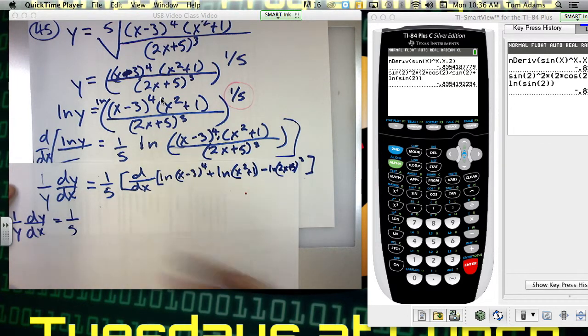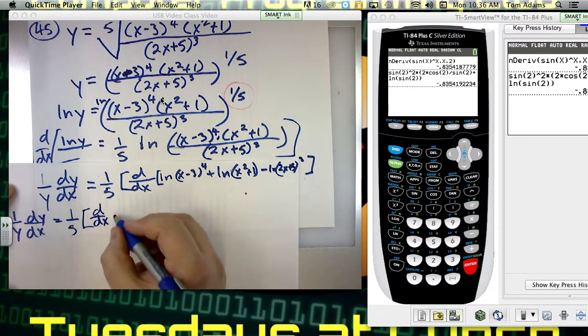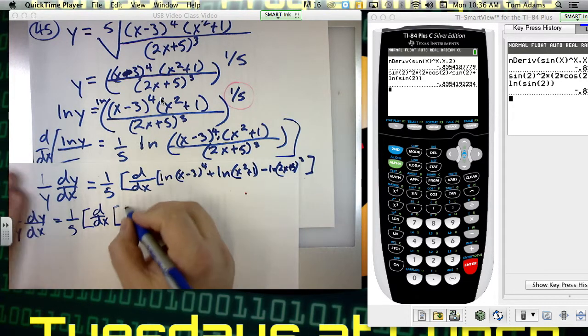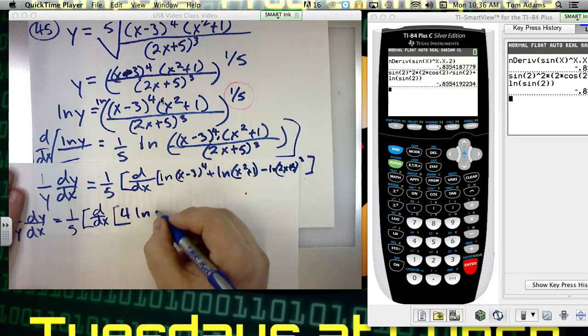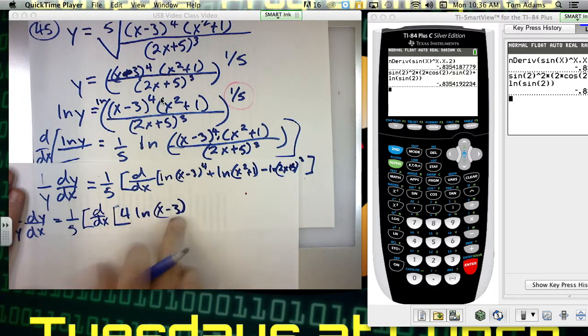So I've got the 1/5 in the front, and then I'm going to take the derivative of all this stuff with respect to x. But now, because it's a natural log, I could toss that 4 to the front, so I say 4 times the natural log of x minus 3. Does that make sense? I'm going to pause right there. I don't want to go too fast. Anybody have any questions about what I've done up to this point?